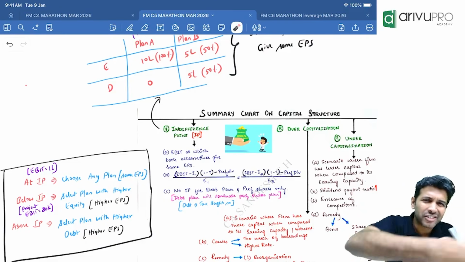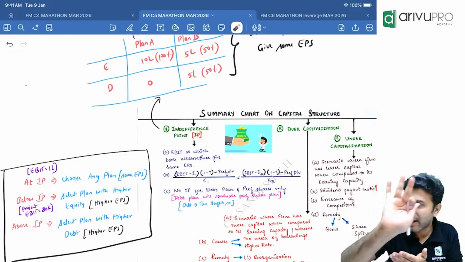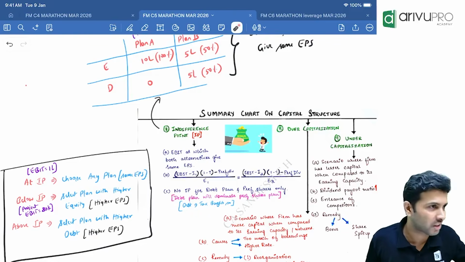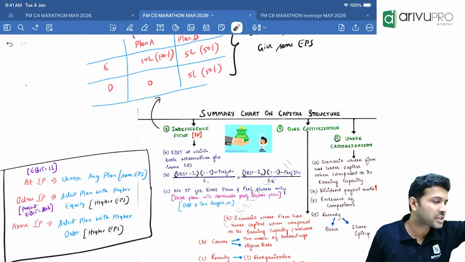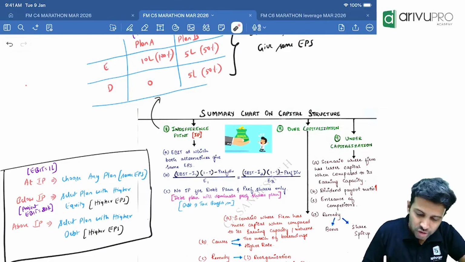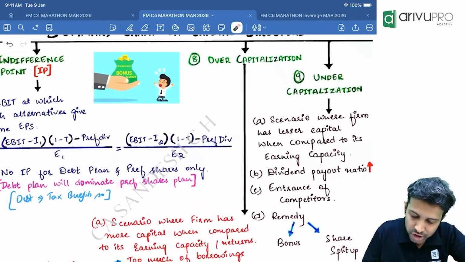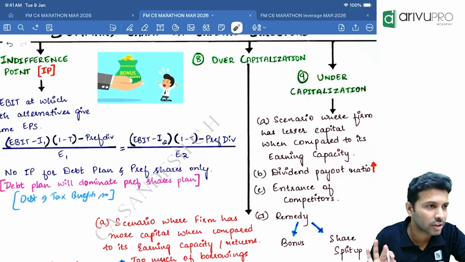Will I keep it or distribute to shareholders? Because if I have no plans to expand, what is the point in keeping it as retained earnings? Because I have no plans to expand, however much we earn, we will distribute as dividend. So in the undercapitalization scenario, will the dividend payout ratio be on the lower side or higher side? Dividend payout ratio will be quite high. That is one point you could write.